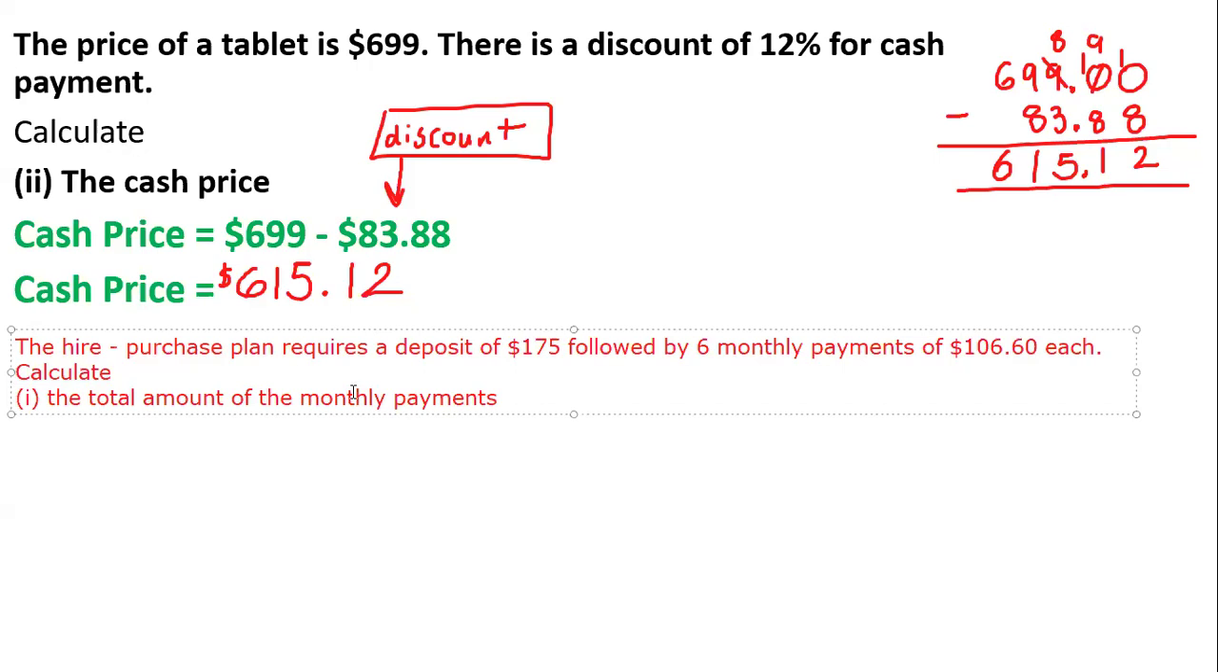Oh, so you just multiply. That'll be 6 times 106.60. Very good. Say it again, Chanel. 6 times 106.60. Very good. So let's go ahead and get the total monthly payment.